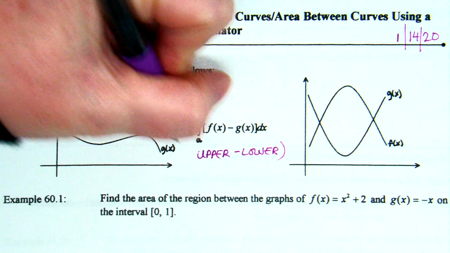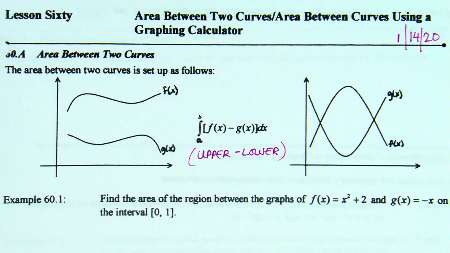Because needless to say, they're not going to be defined as f of x and g of x every time for you. It's the upper curve minus the lower curve. And we were doing that yesterday.